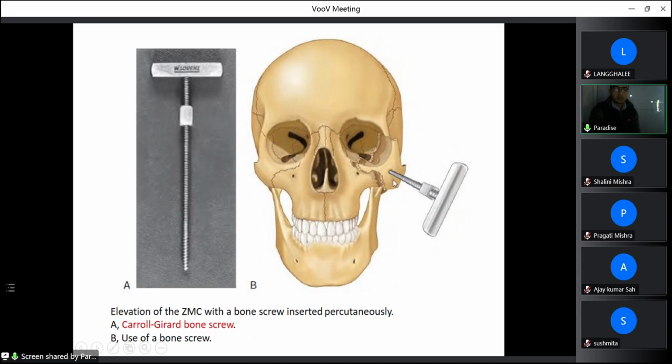So for reduction, you can use the Carroll-Girard bone screw. The Carroll-Girard bone screw is inserted into the body of the zygoma and it can be reduced and fixed. So the Carroll-Girard bone screw is used to reduce the zygomaticomaxillary complex fracture. They might ask, or I think they have asked sometimes, about the Carroll-Girard bone screw. It is used to reduce the fractured zygomatic bone.